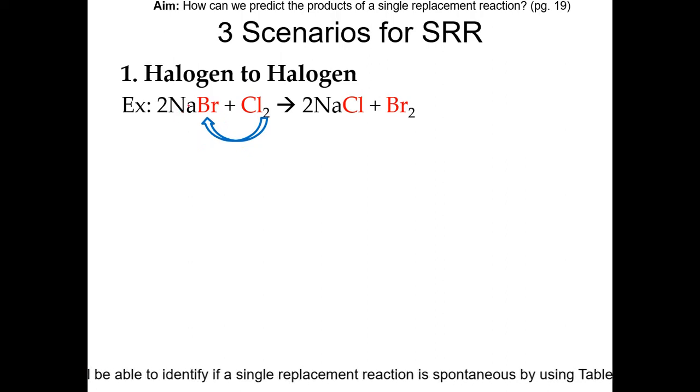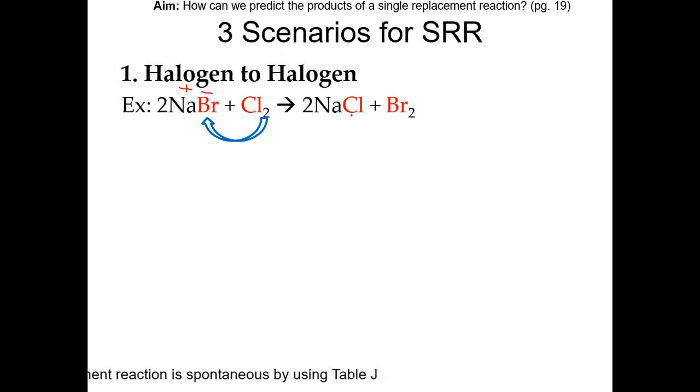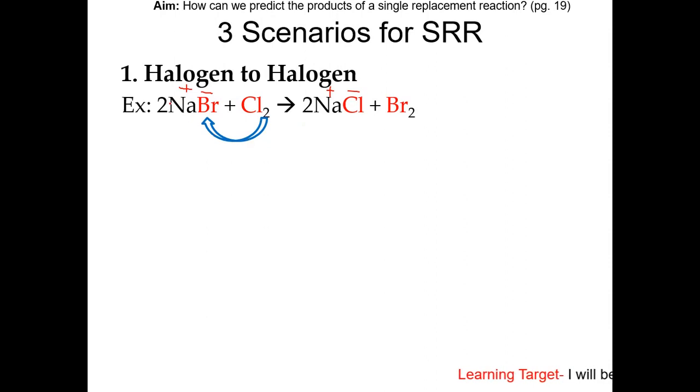Keep in mind, NaBr is an ionic compound. Na is positive, Br is negative. On the other side, NaCl is also an ionic compound. Na is positive, Cl is negative. So when Cl replaces Br, you're forming an ionic compound. If Cl was to replace Na, you won't form an ionic compound.